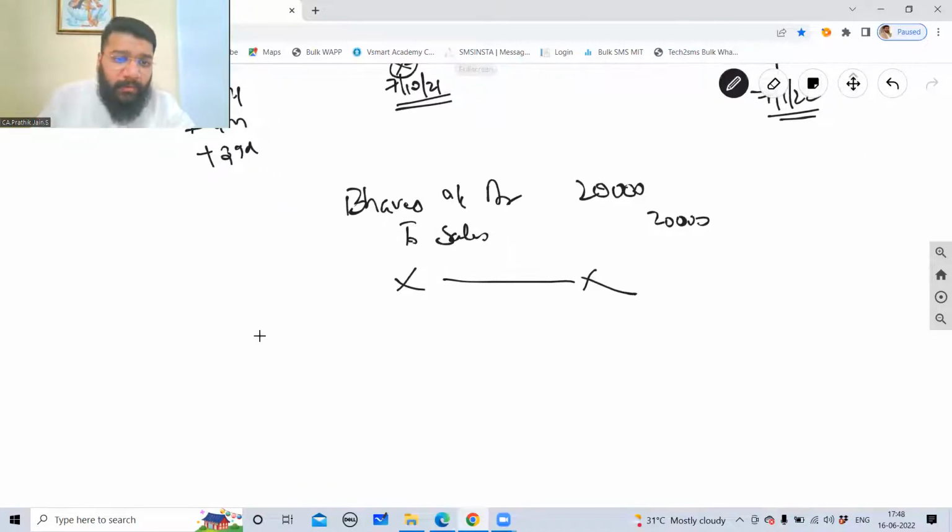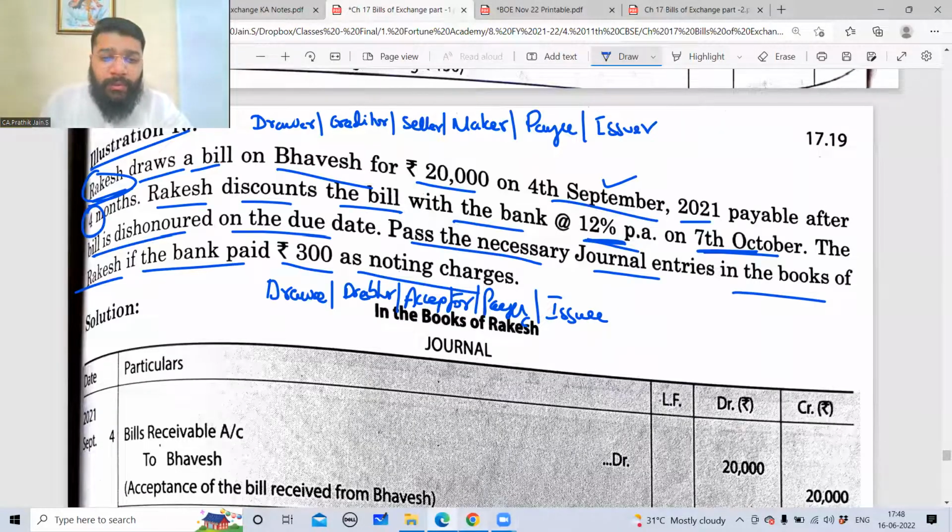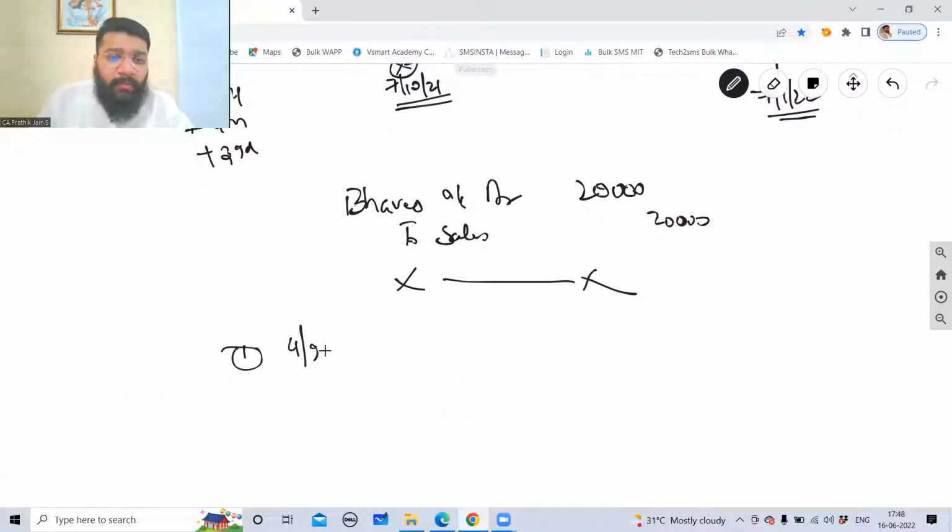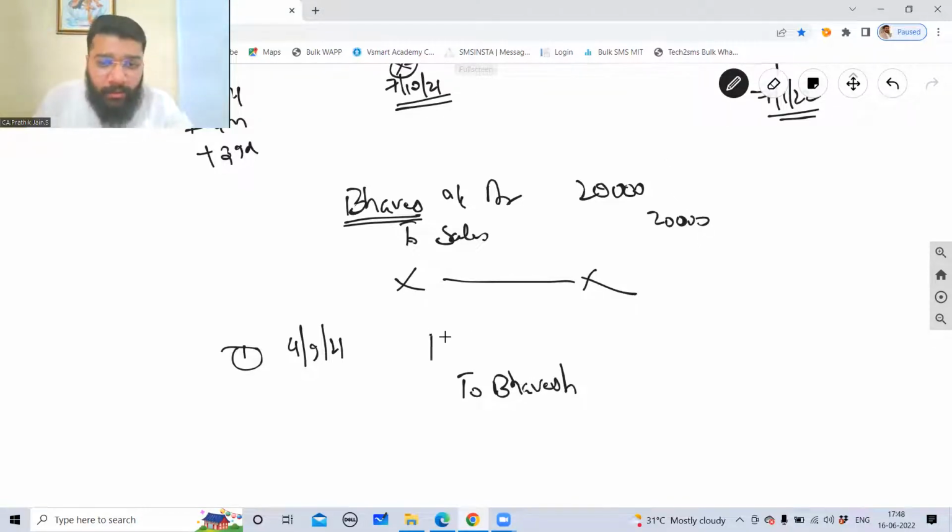Now guys, the bill is accepted. On which date? 4th September 2021. We have to reverse Bhavesh because he's unsecured. To reverse an asset, I need to give a credit. So to Bhavesh. And in place of that, a new asset has been recorded, which is bills receivable.